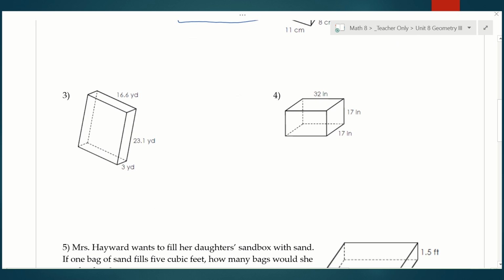Okay, moving on to number 3, another rectangular prism, length times width times height. Let's see, I'm going to pick 3 times 16.6 times 23.1 as my order. And if we multiply those three numbers together, we're going to get 1,150.38 yards cubed.